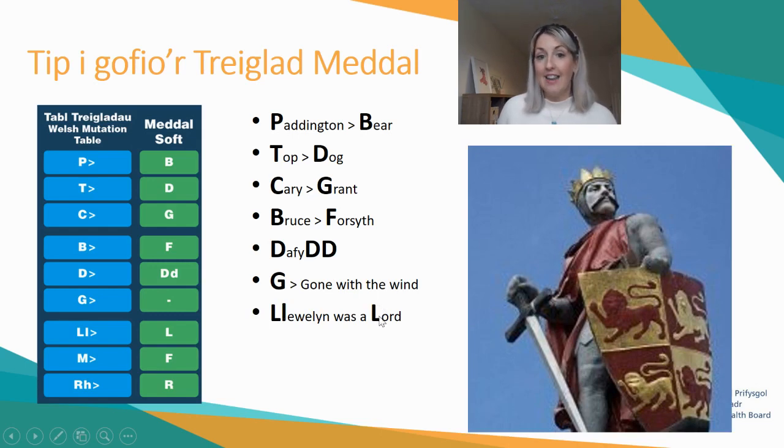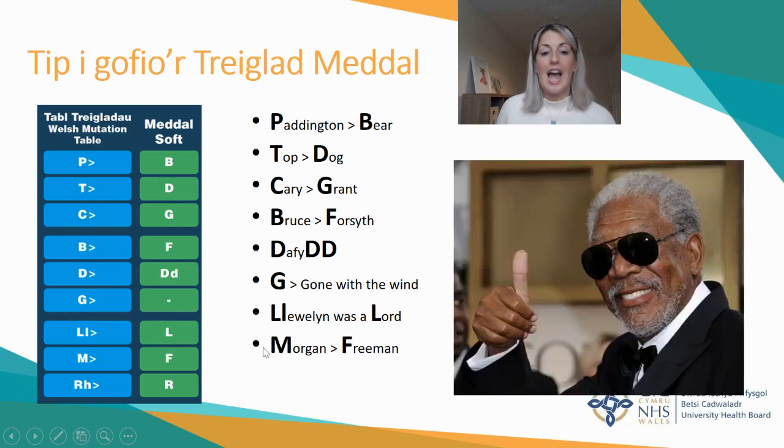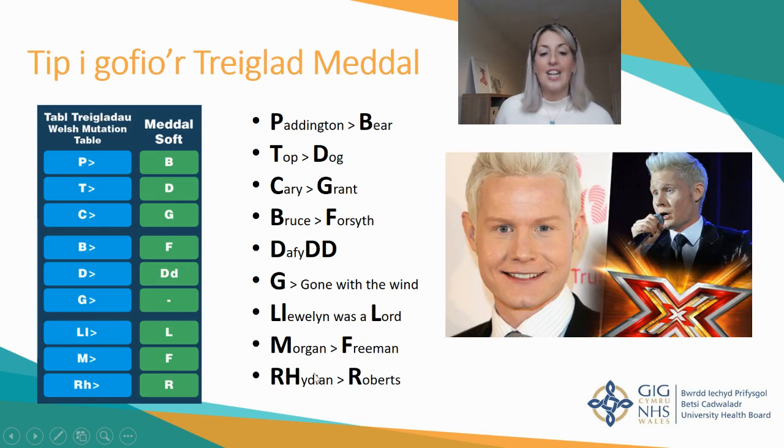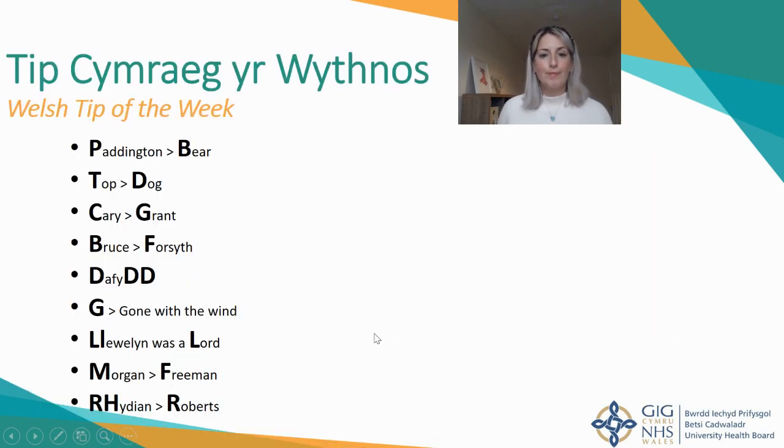LL to a singular L. Llewelyn was a lord. So Llewelyn, our last Prince of Wales. So the double L, we just drop it to 1 L. M to an F, Morgan Freeman. And the RH to an R. Rhydian, this is from the X Factor many moons ago. I don't know if you can remember, but the RH just turns to a single R, so we drop the H. Rhydian Roberts, that was his surname. Now let's put this into practice and see if it helps.